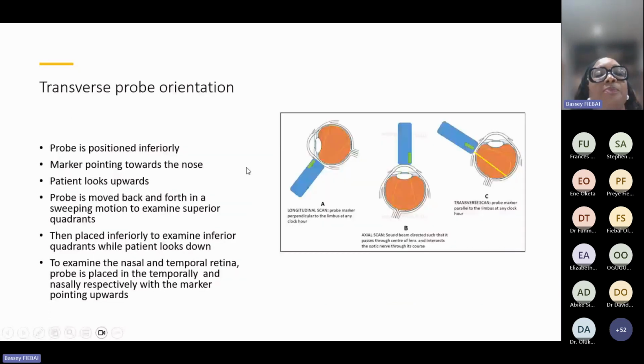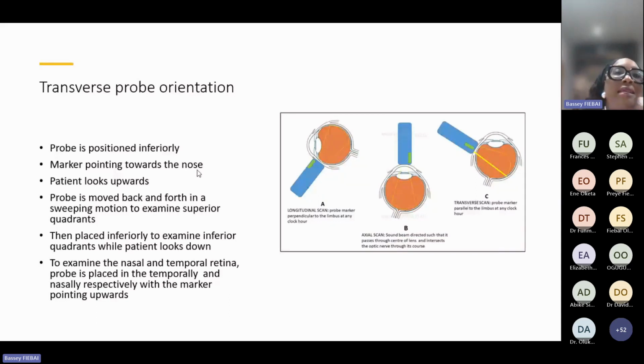So the transverse scan, the probe position is inferior. If you're studying the superior retina, you position the probe inferiorly and ask the patient to look superiorly. The marker will typically be pointing towards the nose. So for inferior and superior probe orientation, the marker points towards the nose. So if you're scanning the inferior portion of the retina, the patient will look down and your probe will be placed superiorly, but the marker will point nasally.